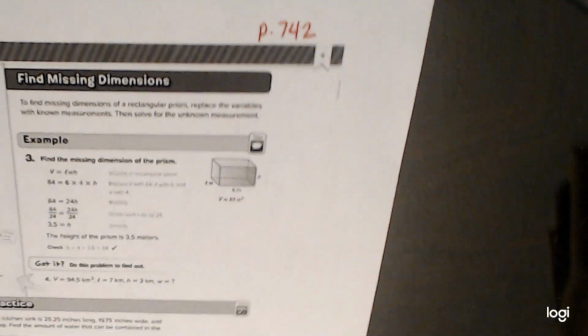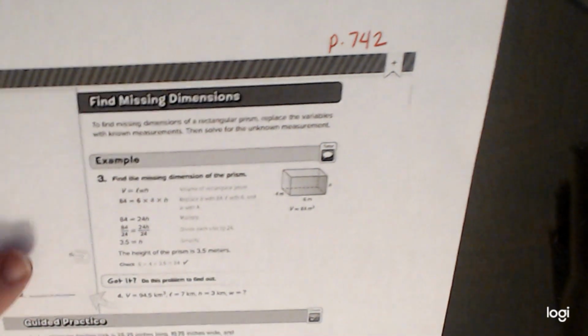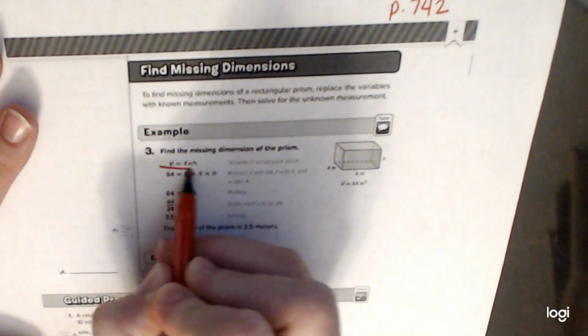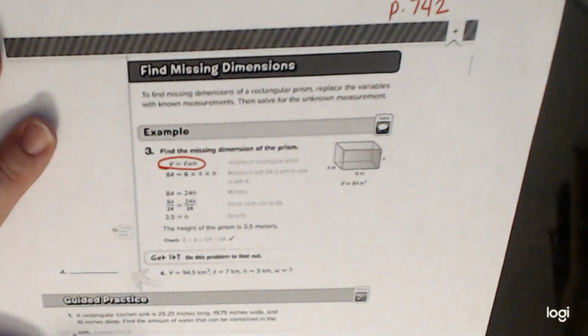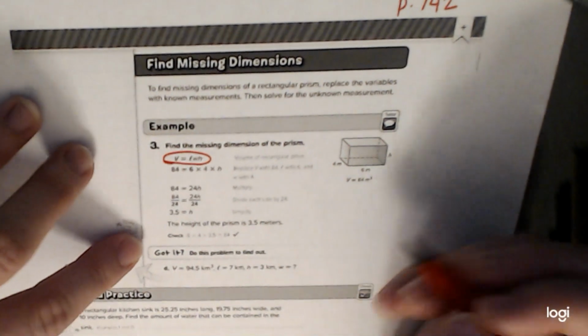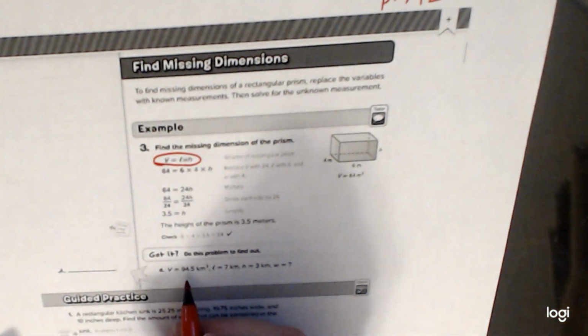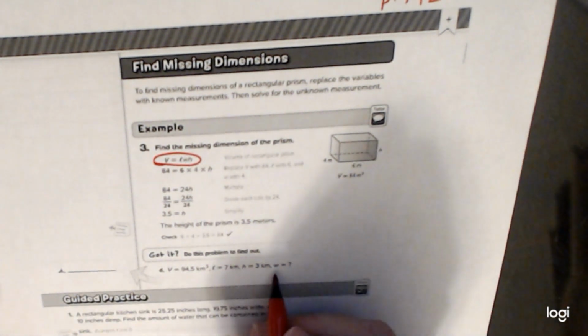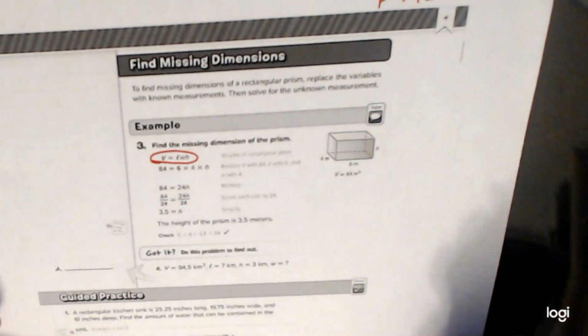Okay, next page, page 742. One more example here. Okay. Again, our volume formula. Okay. We have a little bit different problem here. We are given the volume, the length, and the height. We're looking for the width. Notice there's a question mark.